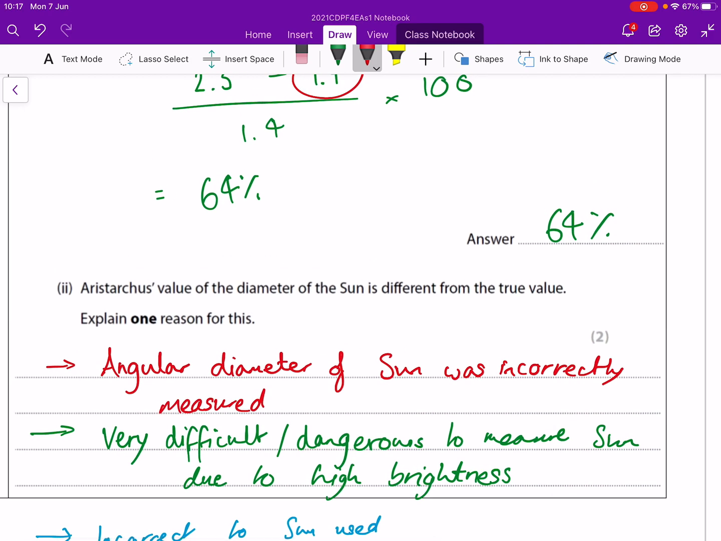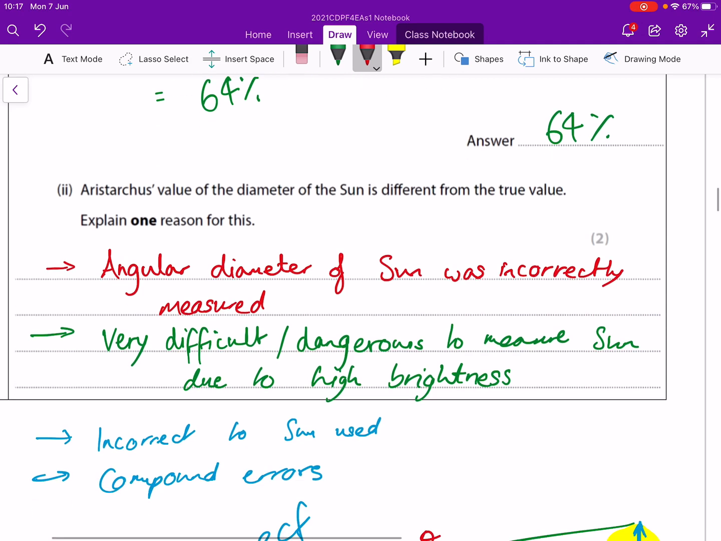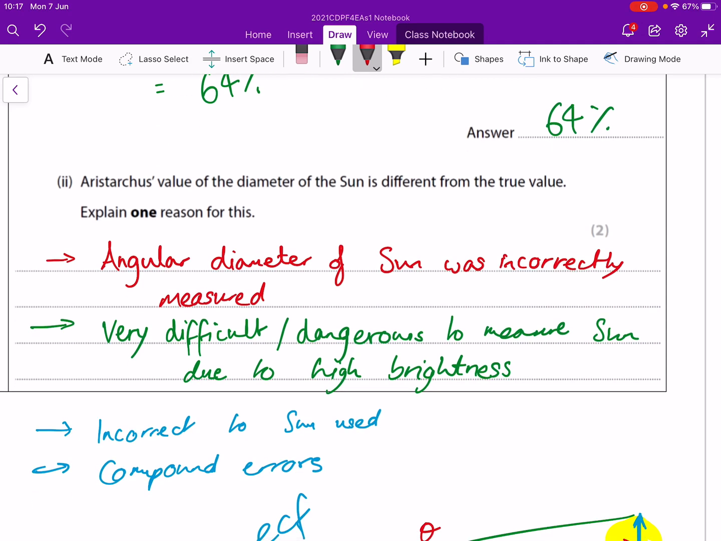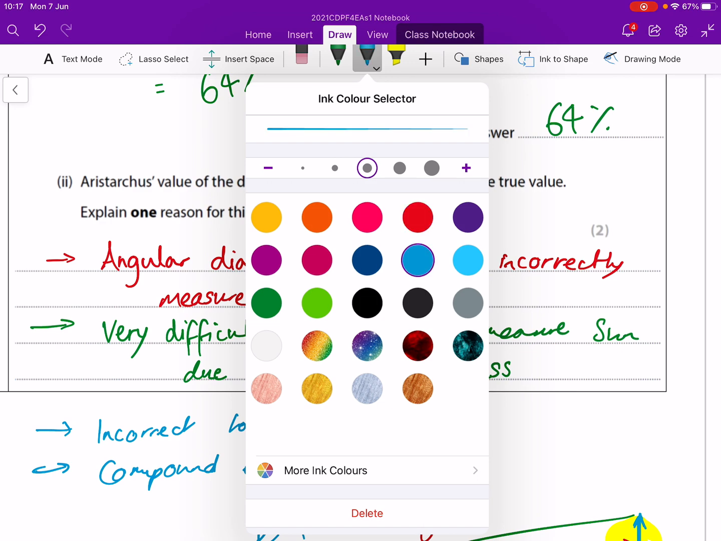Well, the angular diameter was measured incorrectly, and the reason for that is it's difficult and dangerous to measure the sun due to its high brightness. I also allowed, though, that he used the incorrect distance to the sun.